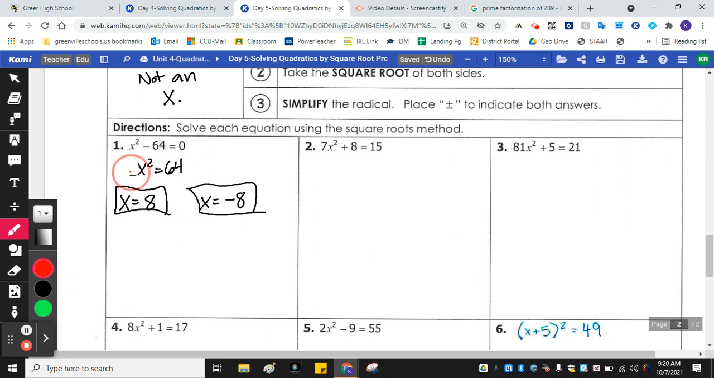So when you take the square root of both sides to get rid of the squared, don't forget plus or minus. So plus or minus the square root of 64. I'm going to get the squared alone.